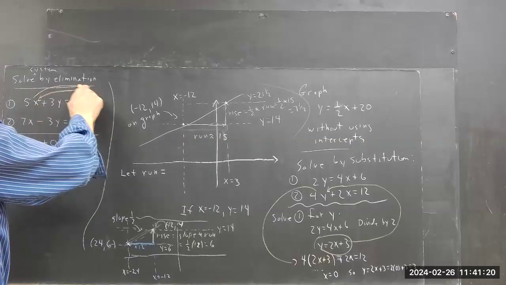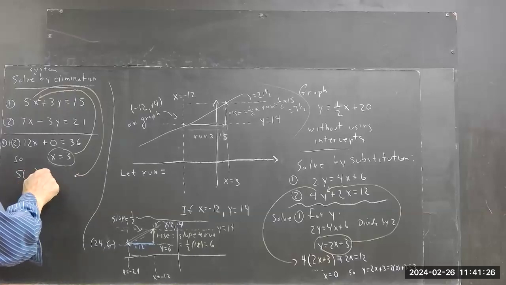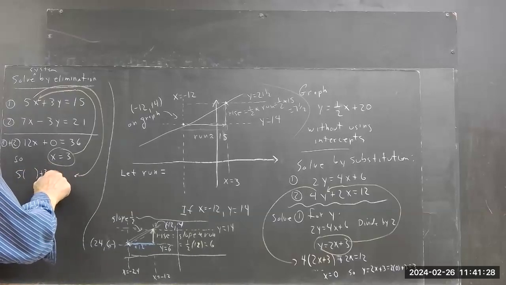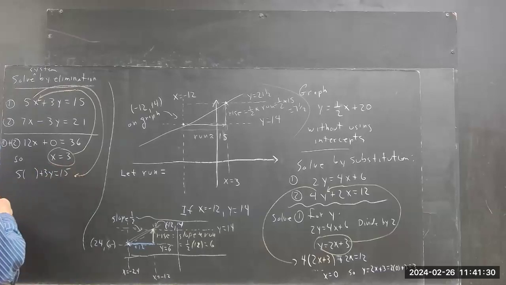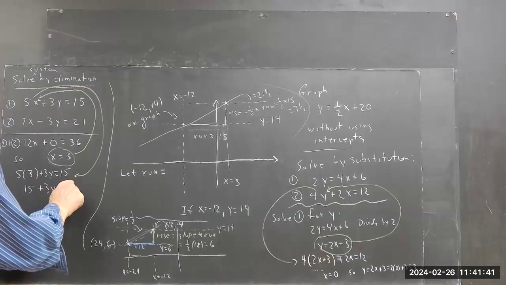I'll plug it into the first one. Then we come down here and we have 5 times 3 plus 3y equals 15. And what goes in here instead of x is our 3. So we get 15 plus 3y equals 15.